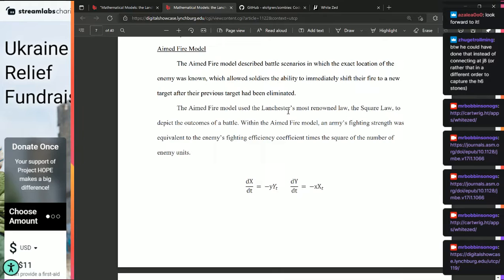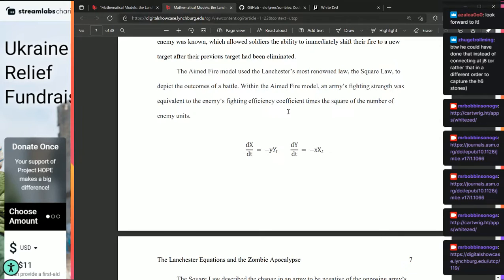Within the aimed fire model, an army's fighting strength was equivalent to the enemy's fighting efficiency coefficient times the square of the number of the enemy's units. Okay.